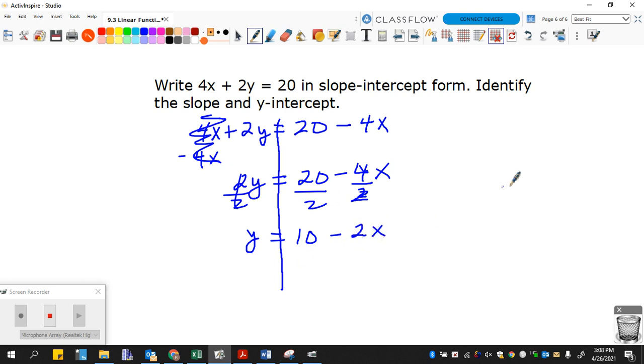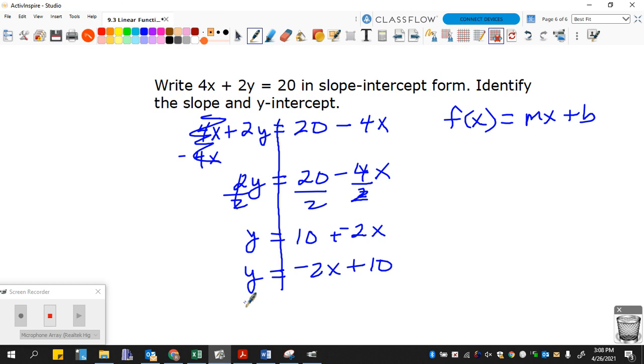Remember, we want it to be f of x is equal to mx plus b. We want the x to come first, so this is plus a negative. So we can say y is equal to negative 2x plus 10. When we rewrite it in function notation, f of x is equal to negative 2x plus 10.